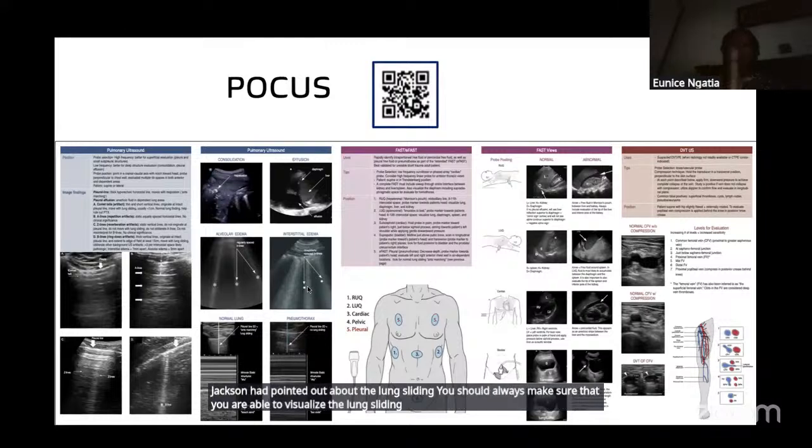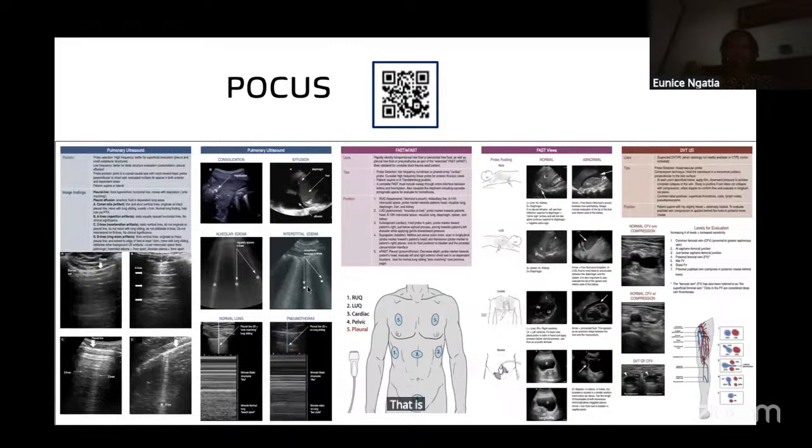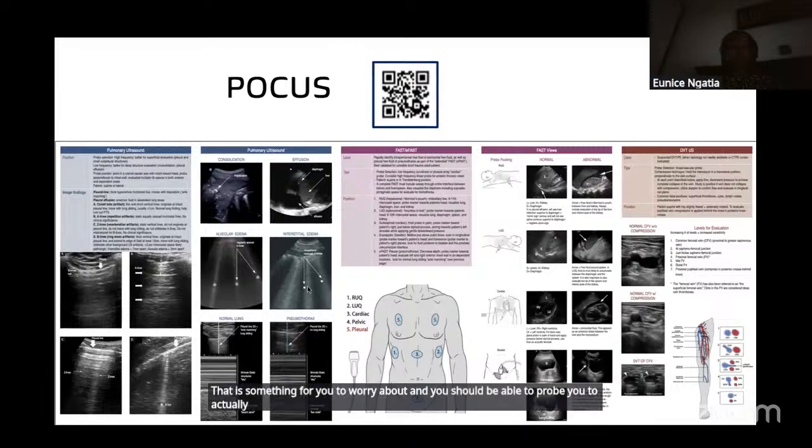And if there is a break in the lung sliding, what does it indicate? Is it a consolidation? Is it a pneumothorax? If you do not see a continuous lung slide, that is something for you to worry about, and it should prompt you to do more investigations. If you see an increase in the B lines, is it an increase in the consolidation? So just use this tool to give you a further differential diagnosis for your patient.